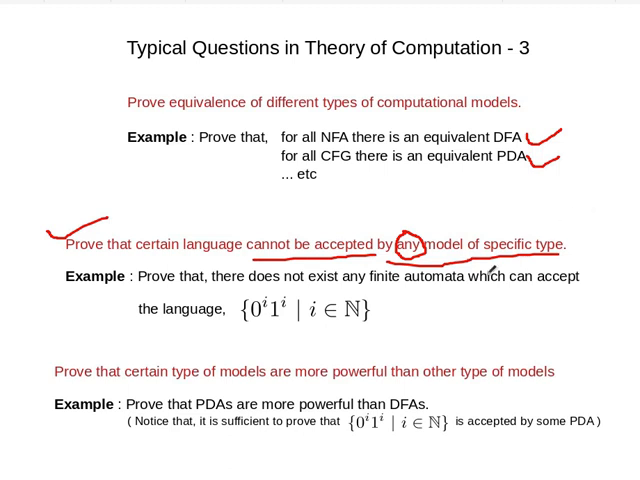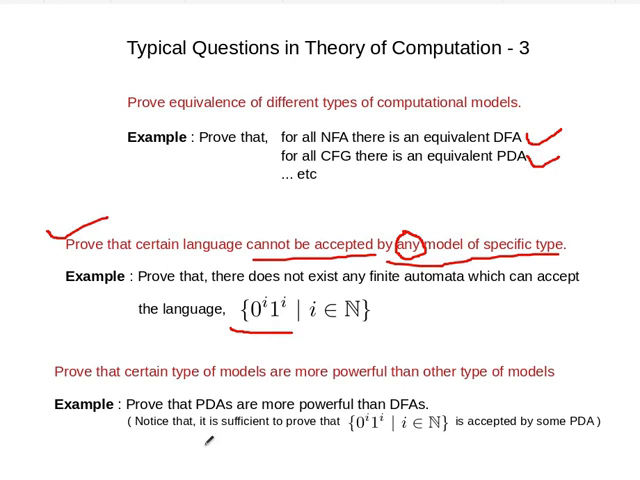So here, in particular this language, just some zeros followed by some ones, where the number of zeros is equal to the number of ones, we will prove later that it cannot be accepted by any DFA or any NFA, because they are equivalent, right? So we will develop something called the pumping lemma for finite automata, which will enable us to prove that certain languages cannot be accepted by any DFA or any NFA.